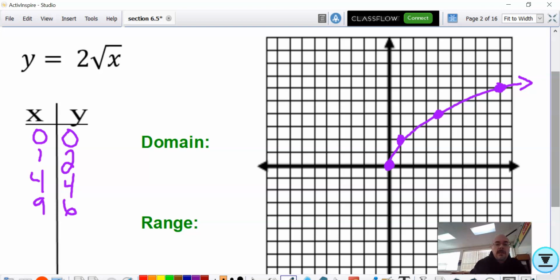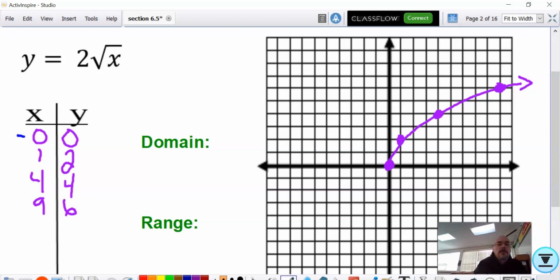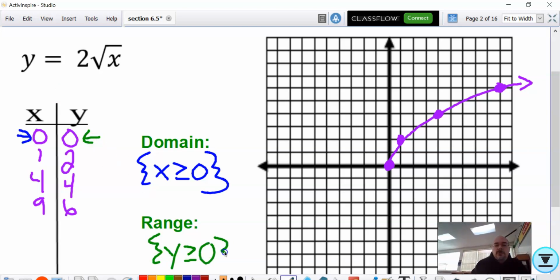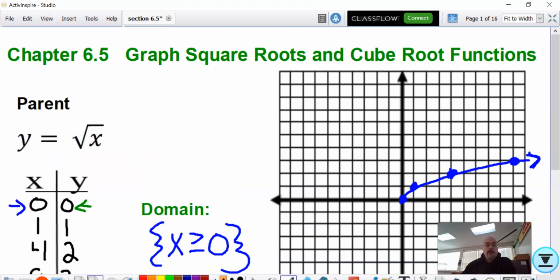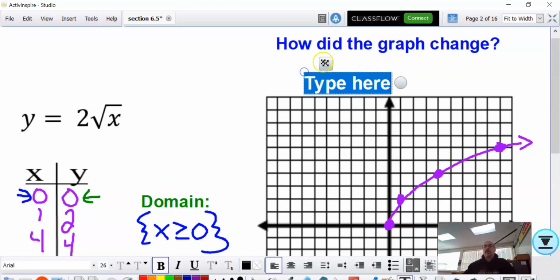So again, the domain, folks, is our x value. So x is greater than or equal to 0. And the range, that doesn't look like it's changed. y is greater than or equal to 0. But the graph did change. If we look at the original, there's the original, and here's the new one. So how did multiplying by 2 change it, ladies and gentlemen?